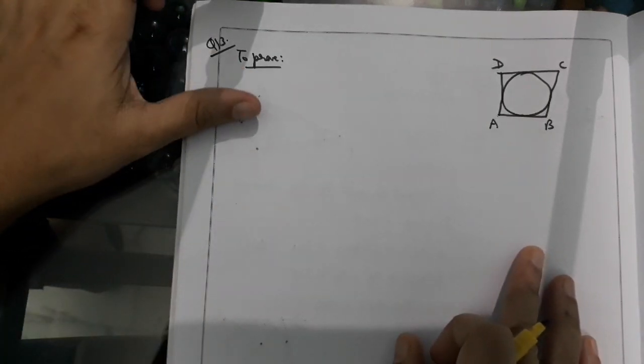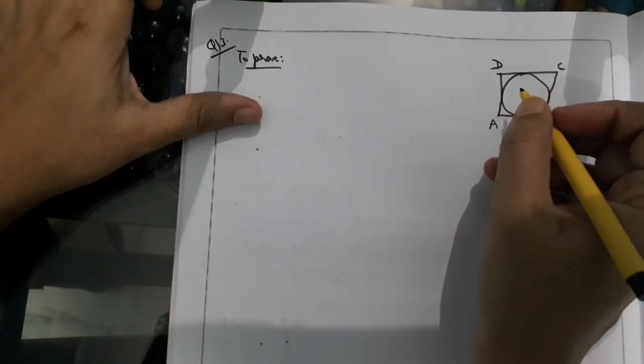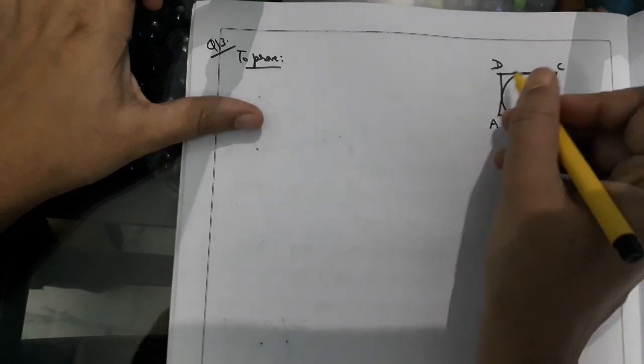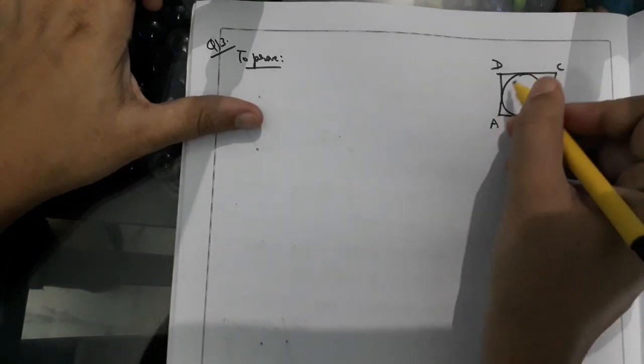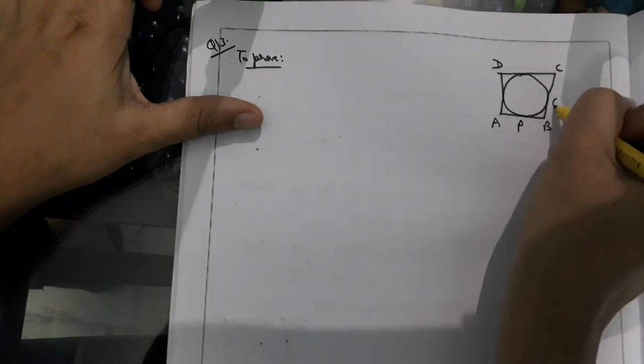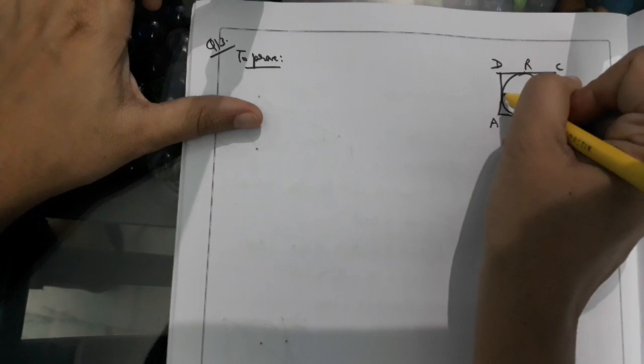Question number 13. Prove that the opposite sides of a quadrilateral circumscribing a circle subtend supplementary angles at the center of the circle. So we have a quadrilateral ABCD which is circumscribing the circle, and these are the points of contact P, Q, R and S.